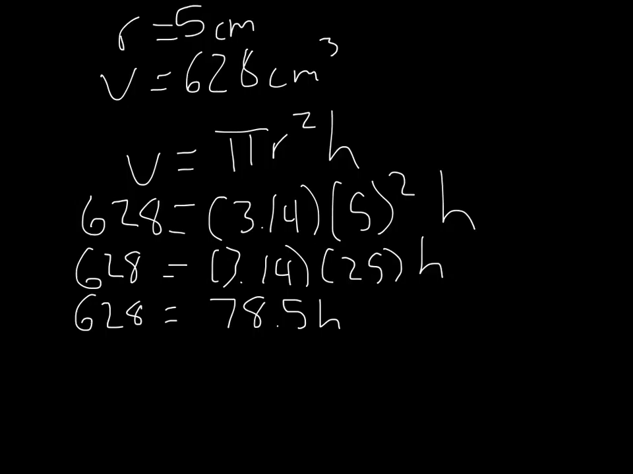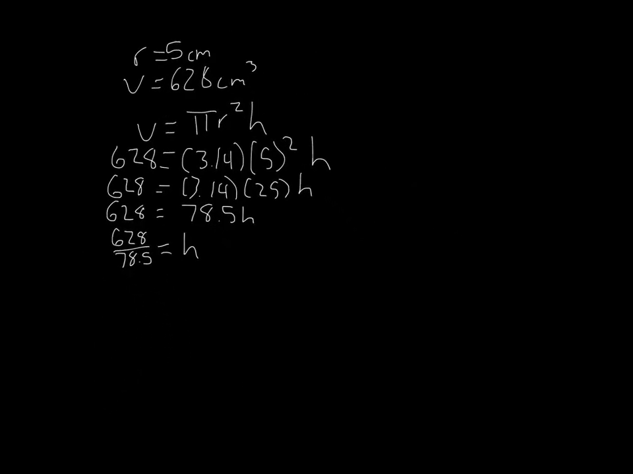Sometimes you guys are subtracting here. You can't. These aren't being added. These are being multiplied. How would I undo that? Divide. I divide 78.5 both sides. So I have 628 over 78.5. I might have said a number wrong there. I might have said 75. Equals h. Then it's just calculator smash time again.